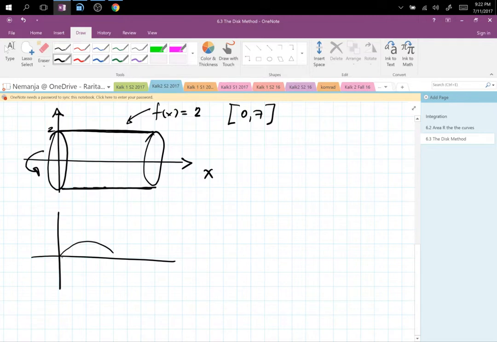What am I going to get when I rotate this? If I rotate a semicircle, it's going to be a sphere. I'm getting a football, exactly. If I rotate this, I'm getting a football.